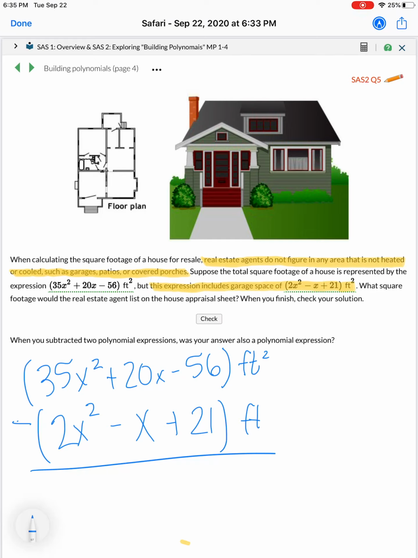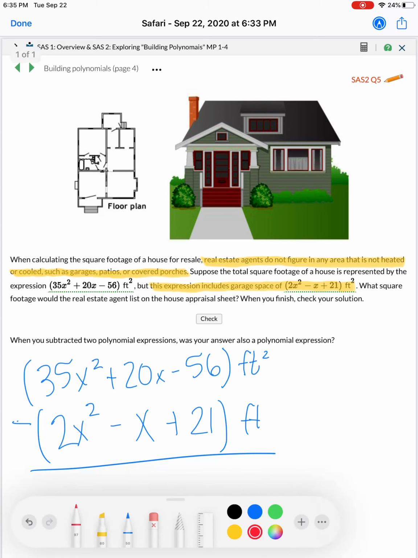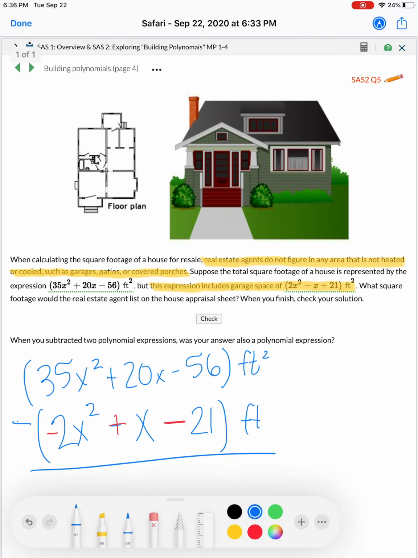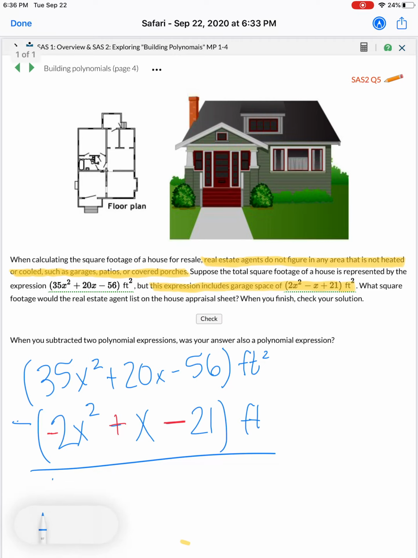All right, so unlike adding, we have to distribute this negative to every term because the negative is on the outside of my parentheses. So that means this becomes a negative 2. A negative times a negative makes a positive. And then this will become negative. So now we just solve.